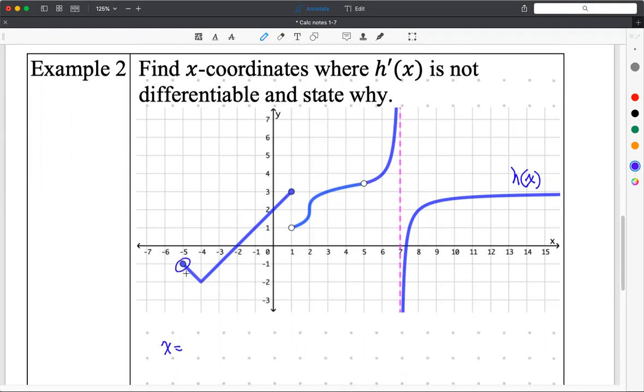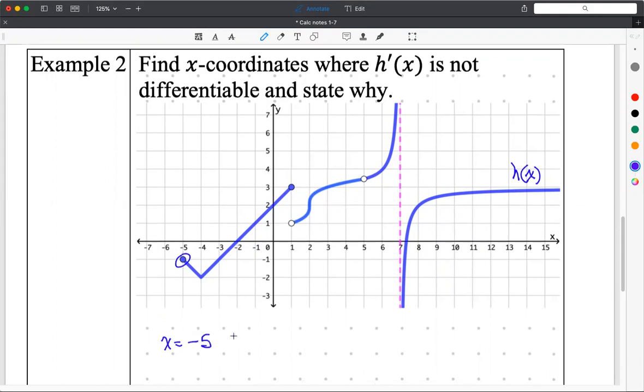This right here is an end, which means it's not continuous. And because it's not continuous, it's discontinuous. That means it's also not differentiable. So x equals -5, and I'll say because it's an end. There, done. Okay, another x-coordinate.